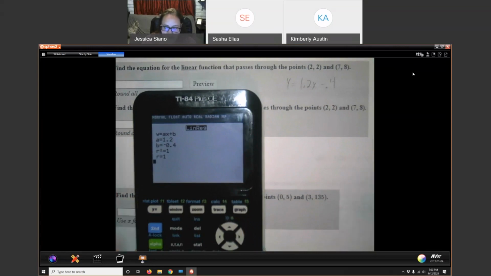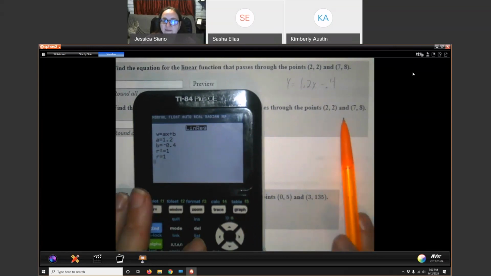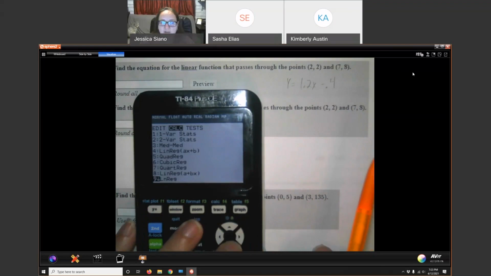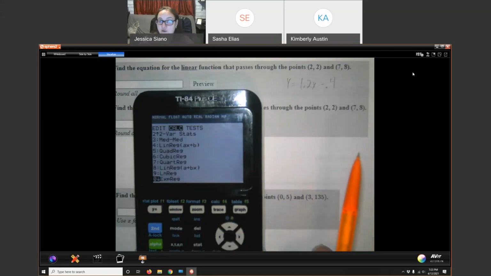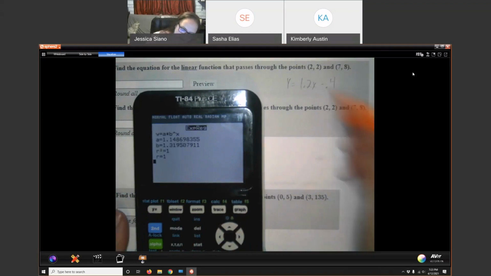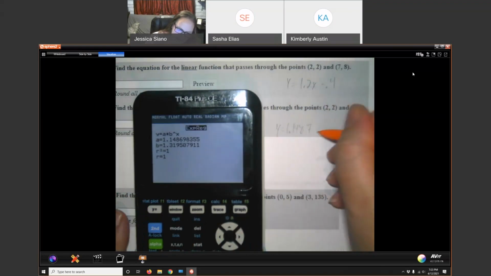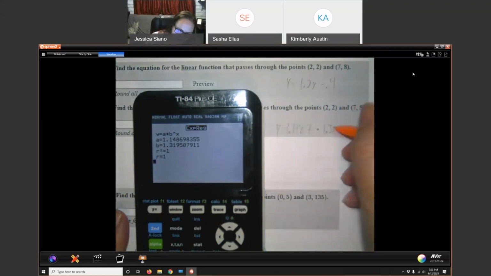I am also going to have the calculator figure out the equation of the exponential curve between these 2 points. I'm going to do that by going to stat, calc, and if you scroll down, the first option off the screen is exponential regression. It's right there at 0. And so the exponential equation between those 2 points would be 1.1487 times 1.3195 to the x.